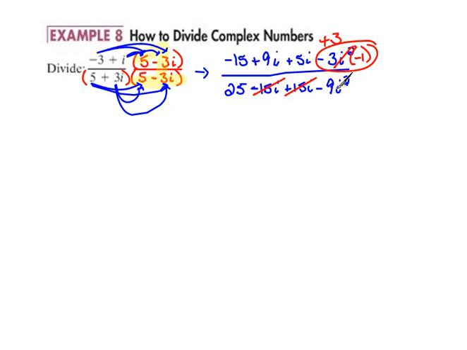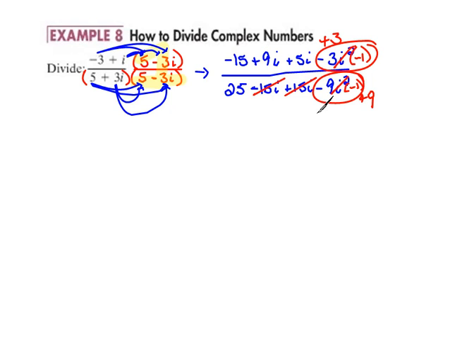And finally, here we have another i squared. So we have negative 9 times negative 1, because that's what i squared truly is. So negative 1 times negative 9 would be a positive 9.